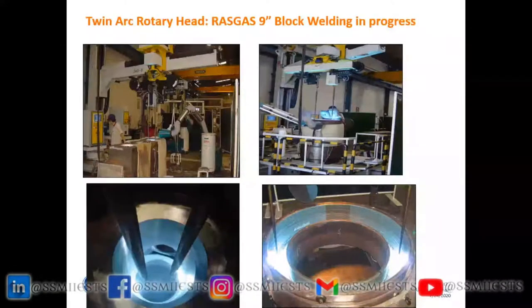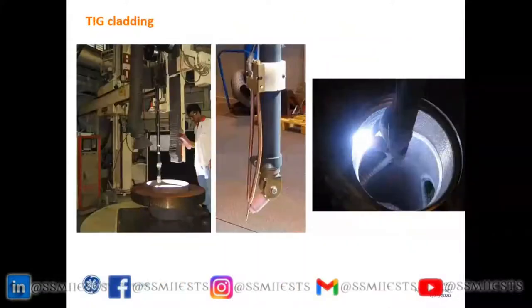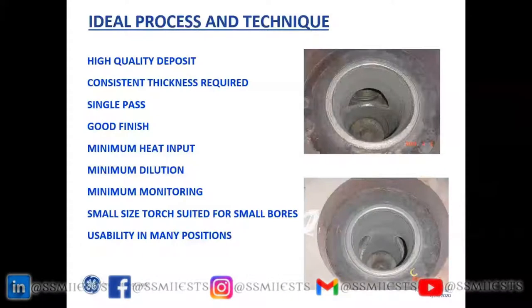So these are the typical cladding stations we have. We can have one torch, two torches, different processes, automation, semi-automation, manual, all kinds of stuff. But the ideal process should give a high quality deposit, right? Single pass, good finish, minimum heat input, because minimum heat input reduces dilution, and minimum monitoring to reduce defects, because cladding is a special technique. If you do it the bad way, it will have a lot of porosity and a lot of cracks. That can create a lot of problems in manufacturing, right?